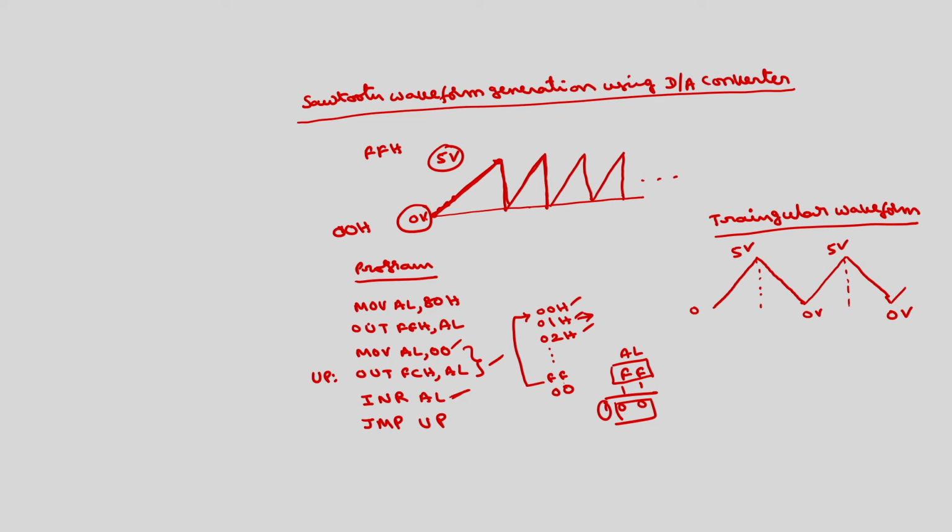For this, how to write the program? Connections are same for all the 3 waveforms. The output of this op amp will be given to the CRO. So only the programs are different.